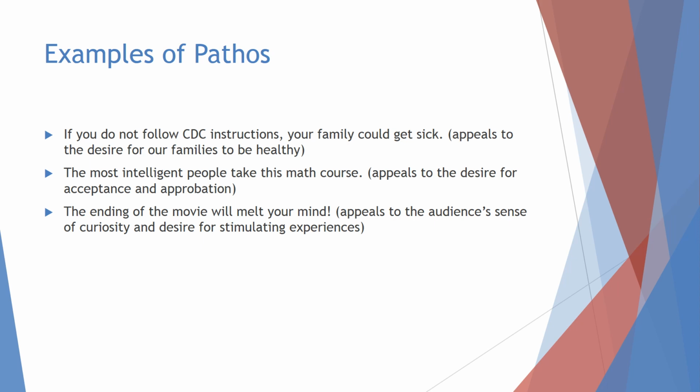If you do not follow CDC instructions, your family could get sick. So this is convincing us to follow the instructions because we don't want our family to be sick. We want our family to be healthy. The most intelligent people take this math course. This appeals to the audience's desire for acceptance and approbation. We want approval. We want to be thought of as intelligent.